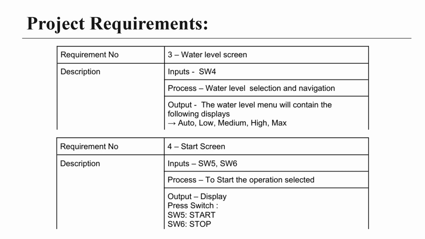This is used to start or stop the selected program. So if we select switch 5, the display will show the time and the program used, and the function will start. But if we choose switch 6, then the screen will go back to the washing program screen.